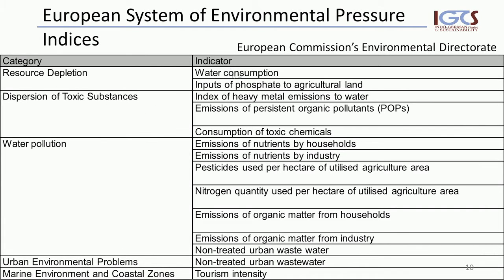And then we have indicators here, and those are components that can be measured, they can be collected in the form of data. There could be interviews, or there could be sensors installed to measure these parameters here. So we have sort of hard facts on this side: non-treated urban wastewater, tourism intensity, nitrogen quantity, and so on, which indicate what the state here is.